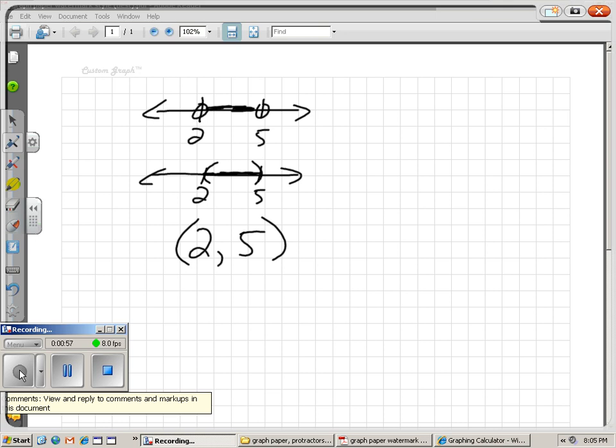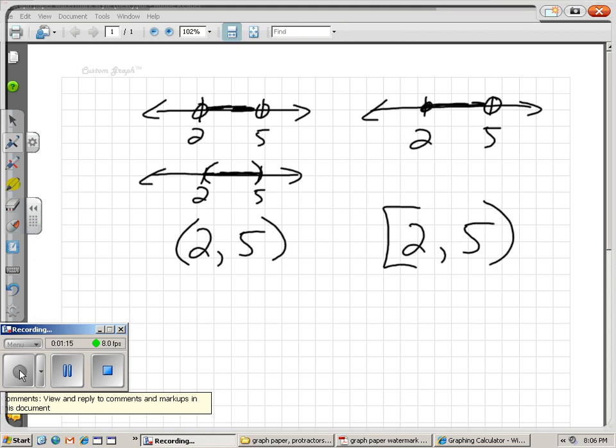What about the interval from, let's say, 2 to 5, and I want to include 2, but I don't want to include 5? Well, I would write 2 to 5. I'm going to include 2 by using brackets, but I'm not going to include 5 by using parentheses.